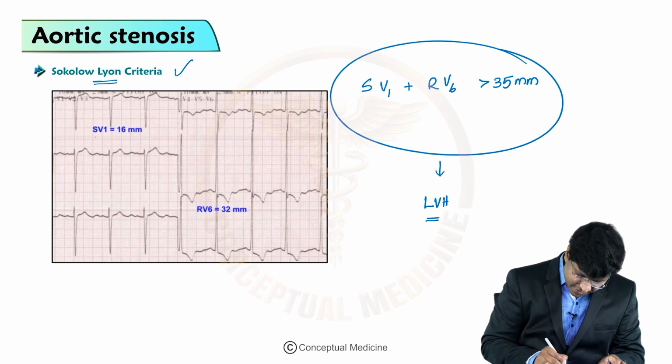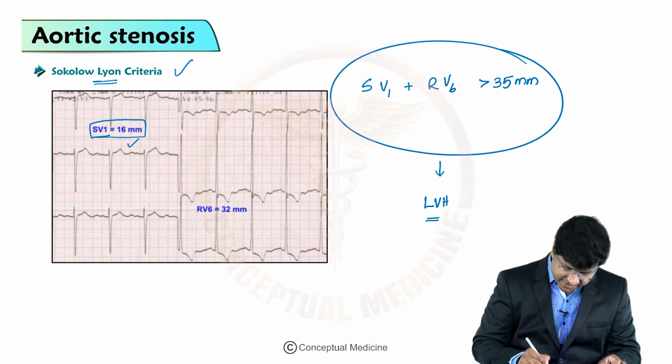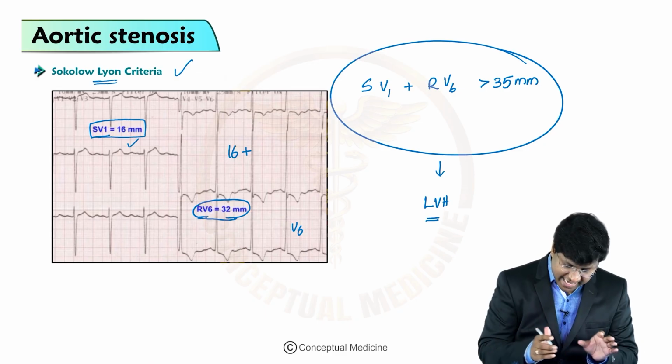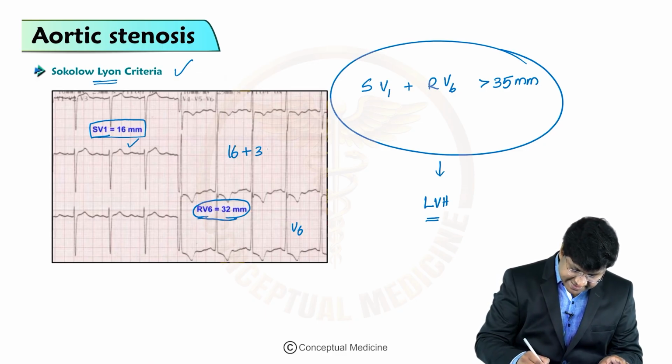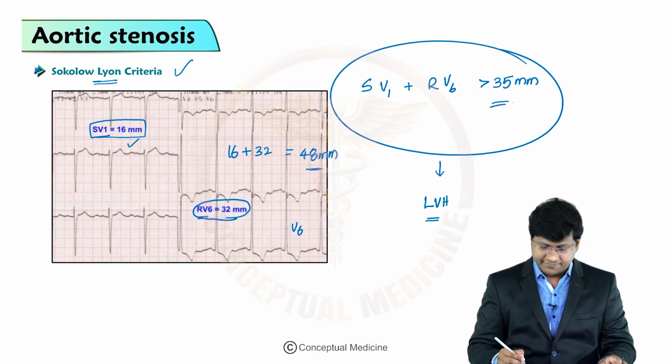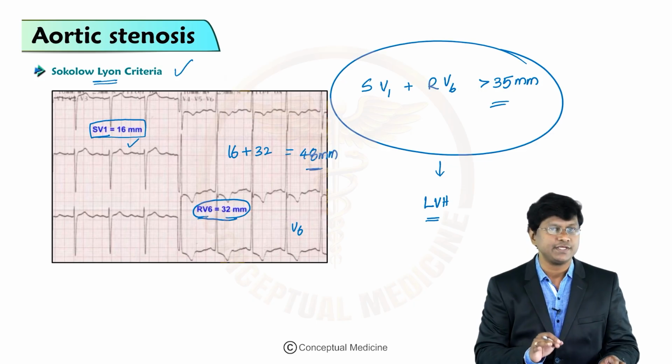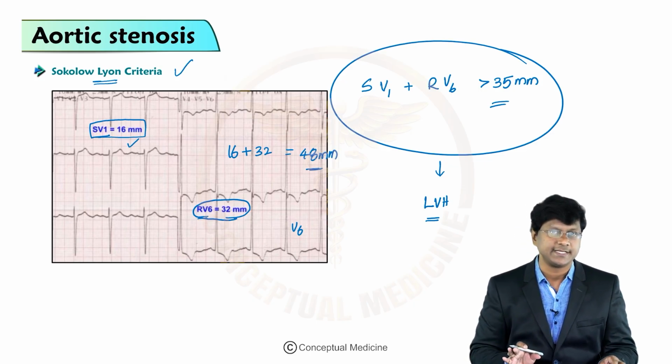So you see here, how much is the depth of the S wave in V1? It is 16 mm. And how much is the amplitude of the R wave in V6? That is 32 mm. If you add both of them, 16 plus 32, that will be around 48 mm, which is definitely more than 35 mm. So that satisfies the Sokolow-Lyon criteria in aortic stenosis.